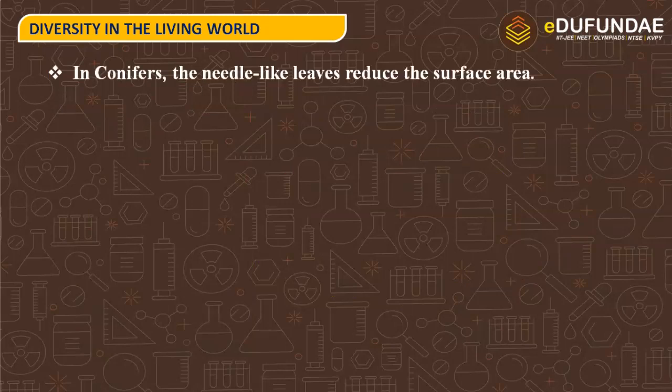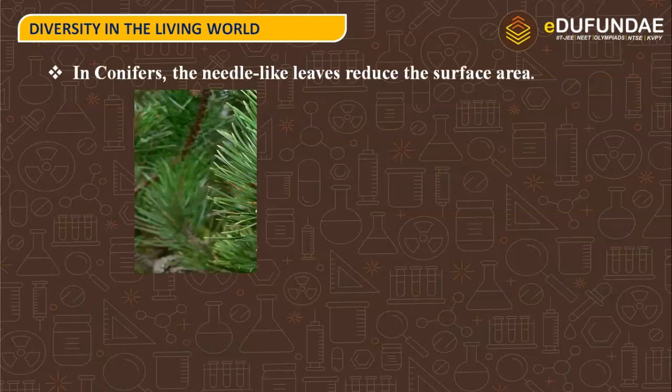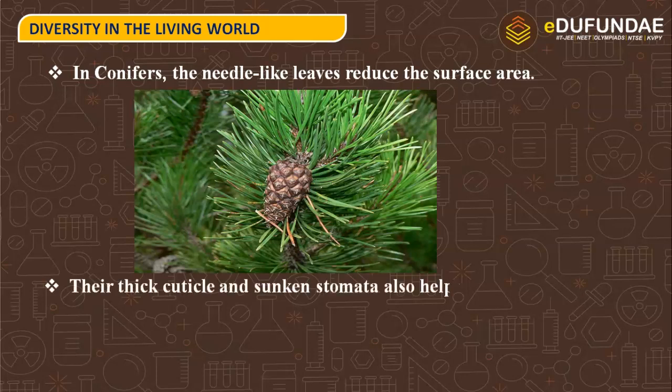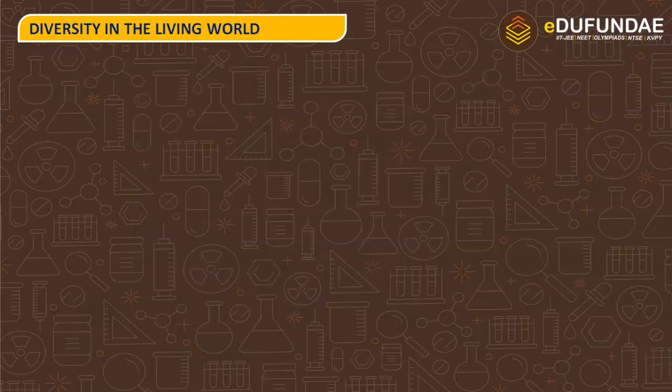In conifers, the needle-like leaves reduce the surface area. Why reduce the surface area? Basically, when we are talking about conifers, they are very tall trees and they have to face the wind currents, and strong wind currents lead to a high rate of transpiration. So, they have needle-like leaves to reduce the surface area and hence less transpiration occurs through them. Their thick cuticle and sunken stomata also help to reduce water loss.